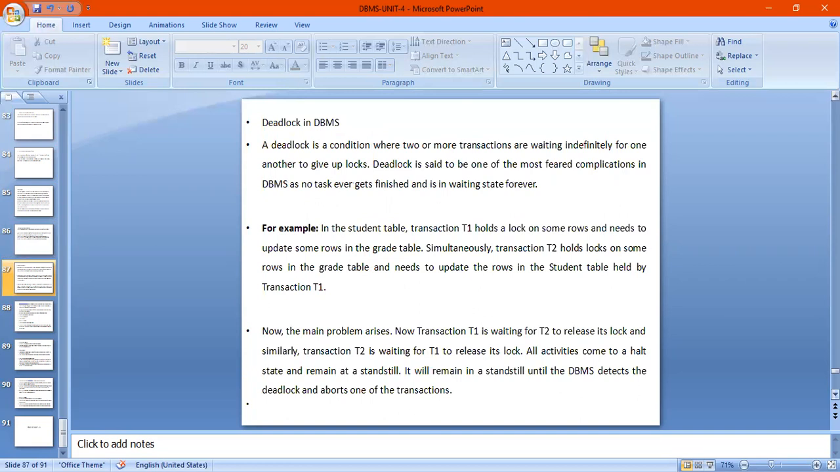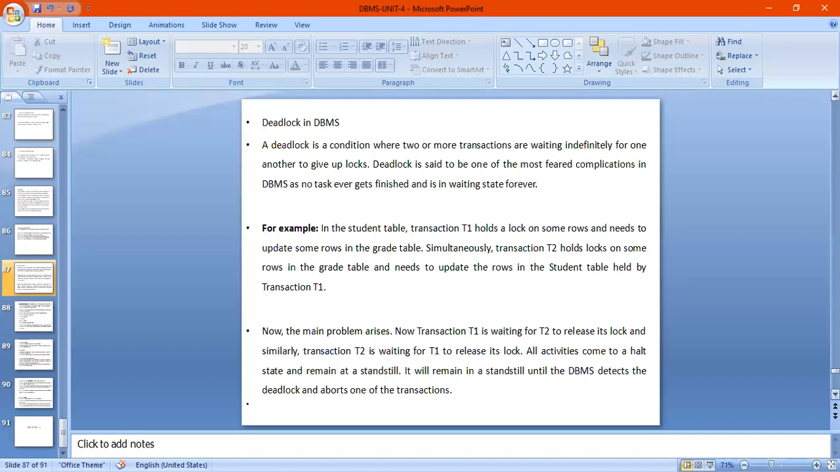Deadlocks in DBMS. A deadlock is a condition where two or more transactions are waiting indefinitely for one another to give up locks. Deadlock is said to be one of the most feared complications in a database management system, as no task ever gets finished and it will be in a waiting state forever.